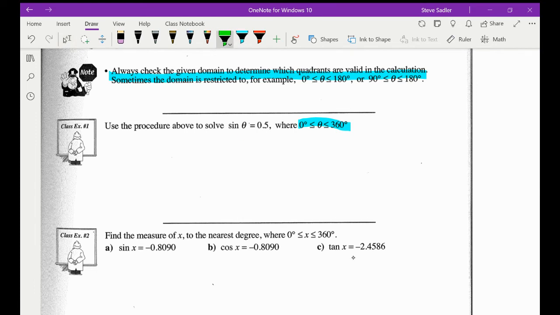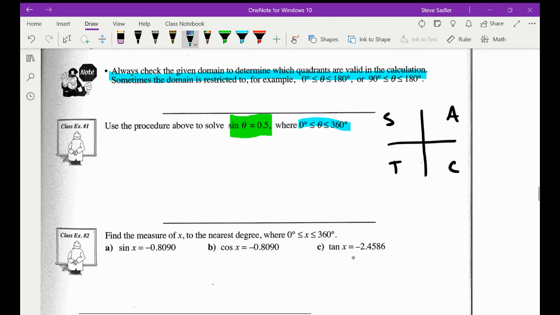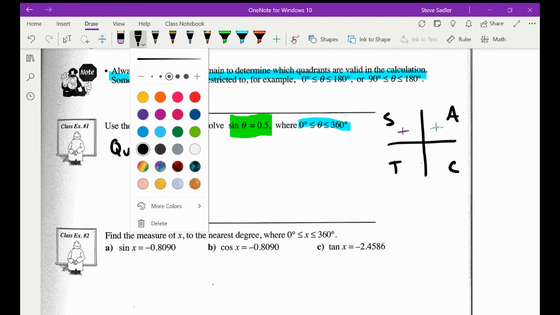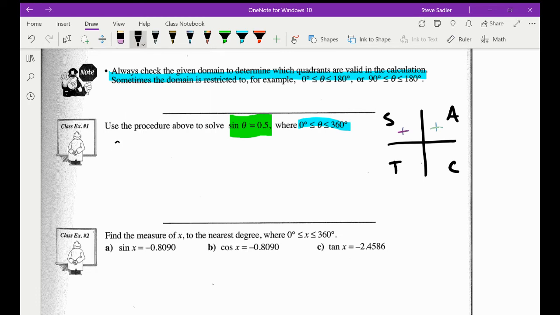So we are going to solve sine theta equals 0.5. If we just write this down quickly, remember, add sugar to coffee. Those are our four quadrants right there. And we know sine is going to be positive in quadrant 1 and quadrant 2. Now we just need to figure out what theta is when sine theta is 0.5.